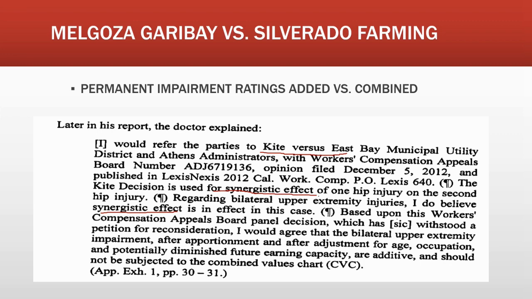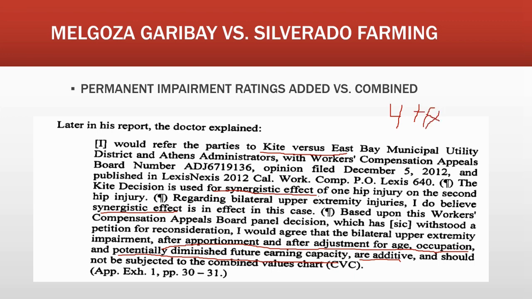He states that based upon this Workers' Compensation Appeals Board panel decision, which has withstood a petition for reconsideration, I would agree that the bilateral upper extremity impairment, after apportionment and after adjustment for age and occupation and for diminished future earning capacity, that these impairments are additive and should not be subjected to the combined values chart, which, as we saw, resulted in 27 and 11 combined to approximately 35%, whereas using simple addition would qualify for, I think it came to 38%. So the combined values chart had a reductive effect of 3% whole person impairment, and this is the fourth application of liberal construction in this case.